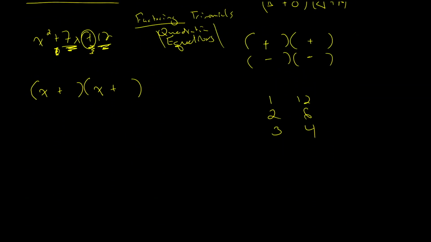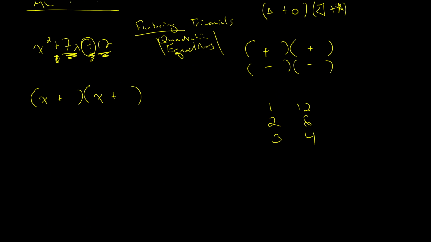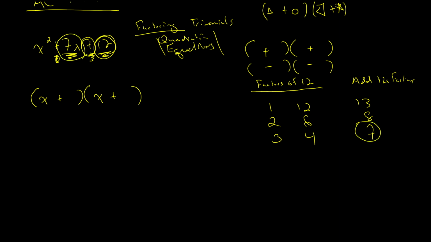So I want to find, so if I add these, the possible factors of 12, so these are my factors of 12, and then I add the factors. Well, 1 plus 12 is 13, 2 plus 6 is 8, 3 plus 4 is 7. Well, the middle term is 7. So that tells me that those were the numbers I was looking for. And that answers what I did initially.